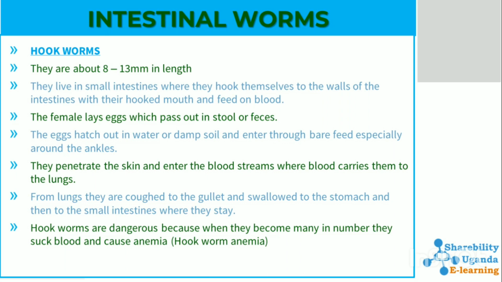After their eggs are passed out through our feces, when not properly disposed of, they breed, they grow, and then we get them when we walk barefooted on the ground. They penetrate the skin and enter the bloodstream, where blood carries them to the lungs. From the lungs, they go to the gullet and then to the stomach and then to the small intestines, where they stay. Hookworms are dangerous because they become many in number after they reproduce and suck blood and cause anemia, or what we know as hookworm anemia.